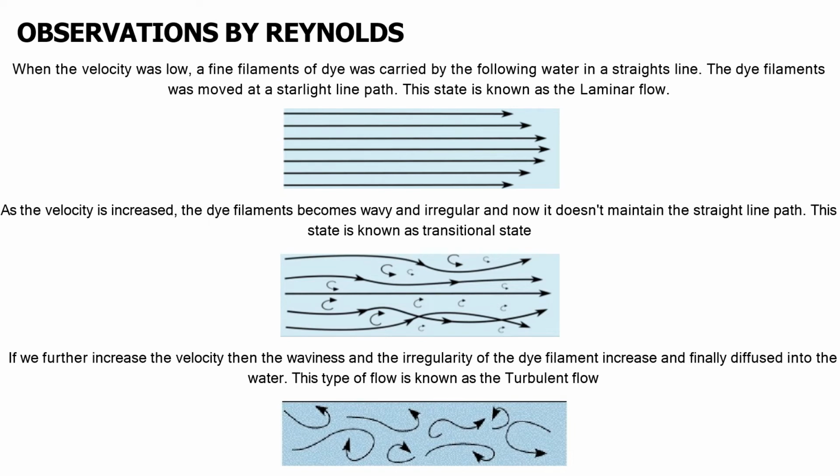Next we'll talk about turbulent flow. If you further increase the velocity, then the waviness and irregularity of the dye filaments increase and finally diffuse into the water. This type of flow is known as turbulent flow.